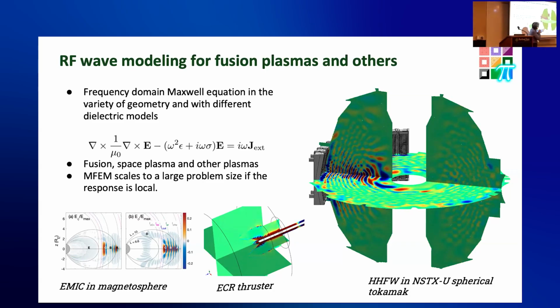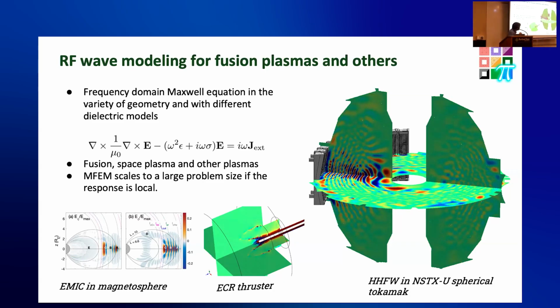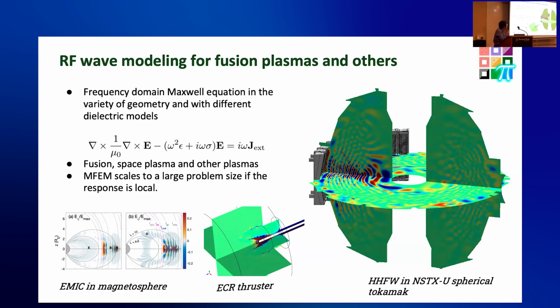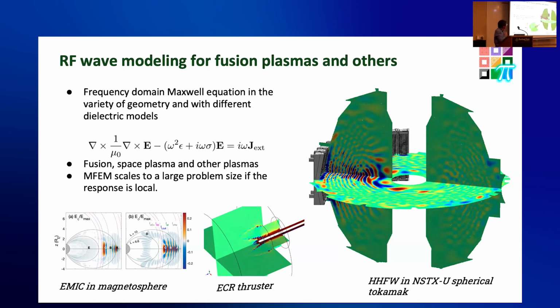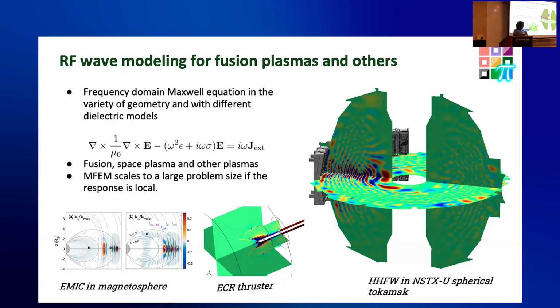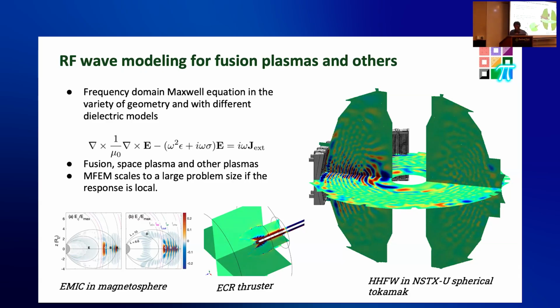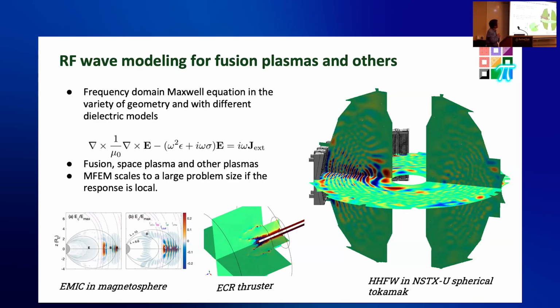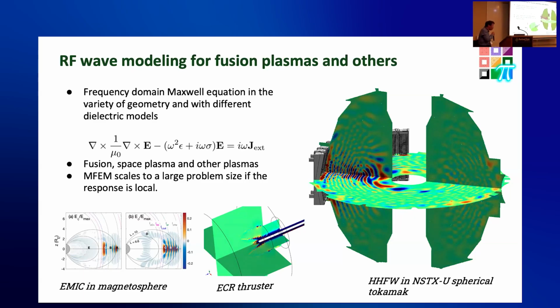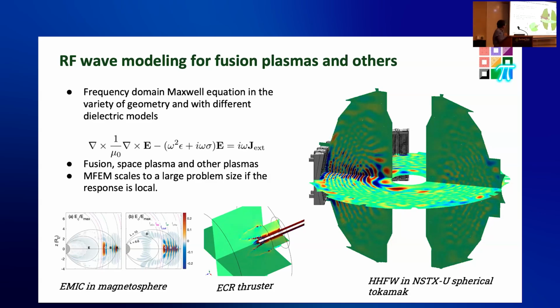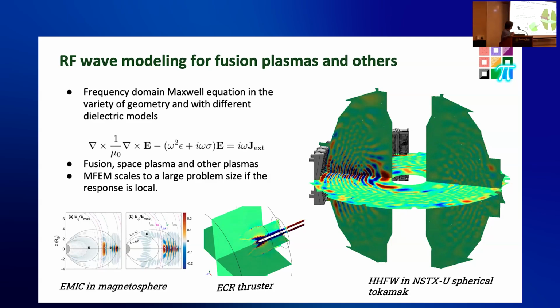The right one is the wave simulation which we did for the NSTX spherical tokamak, which we have at the Princeton Plasma Physics Laboratory. You can see that there are many wave oscillations excited from the antenna and propagating toward the plasma. Roughly, in this case, we use order 4, and the degree of freedom is 50 to 100 million degrees of freedom.